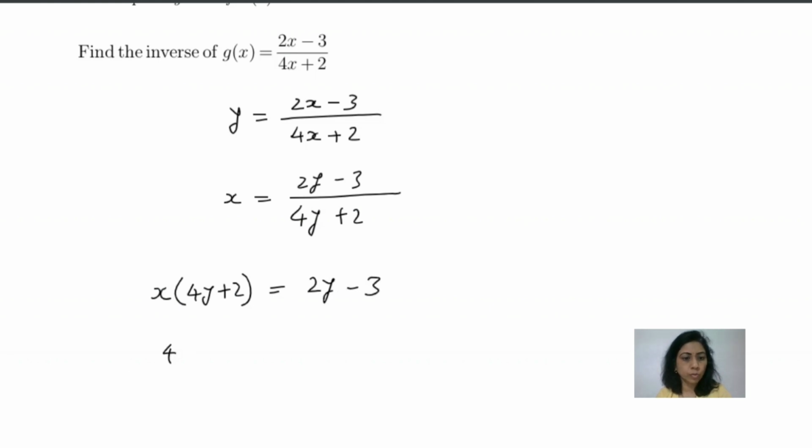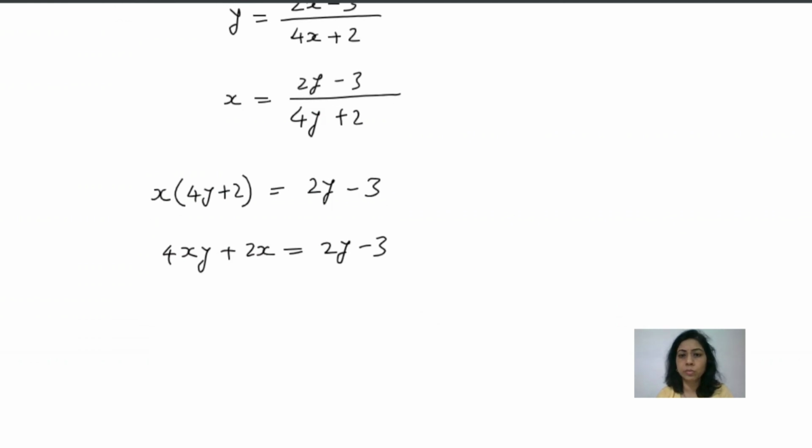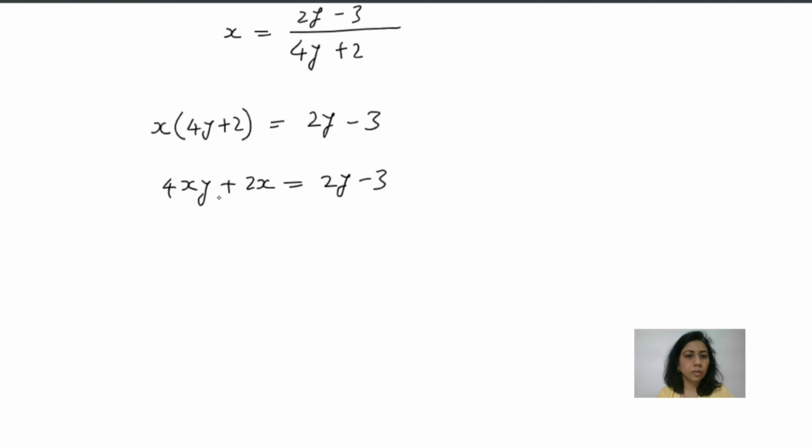So this is 4xy, this is 2x, is equal to 2y - 3. Open the parenthesis and use the distributive property. Now transfer the 3 to this side and 4xy to this side. So add 3 on both sides, and subtract 4xy on both sides. This cancels, this cancels.